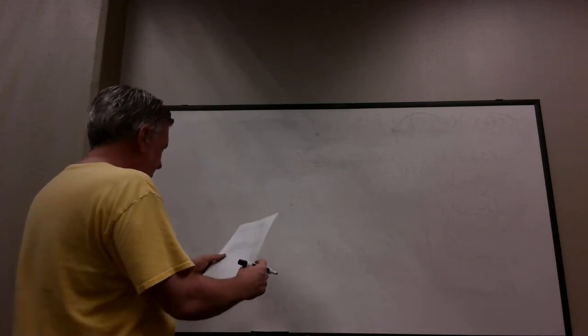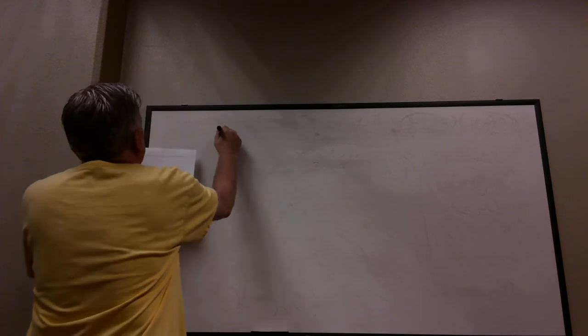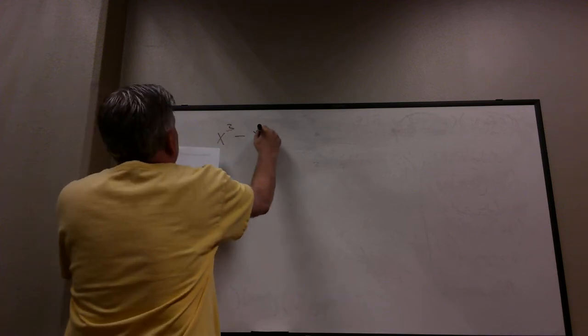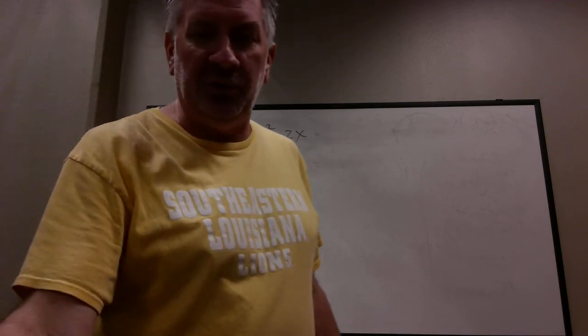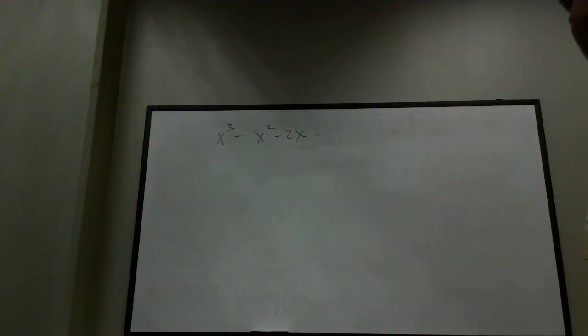Okay, so we're going to do 3 examples here. The first one says x cubed minus x squared minus 2x, and it says factor completely. So you don't just write it as a product and stop. You have to see if you can keep going.